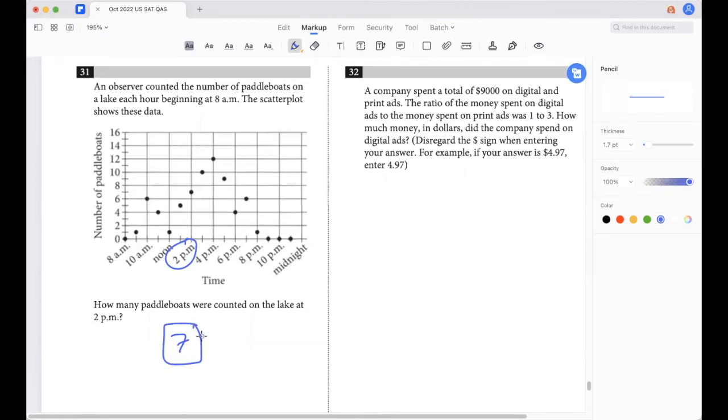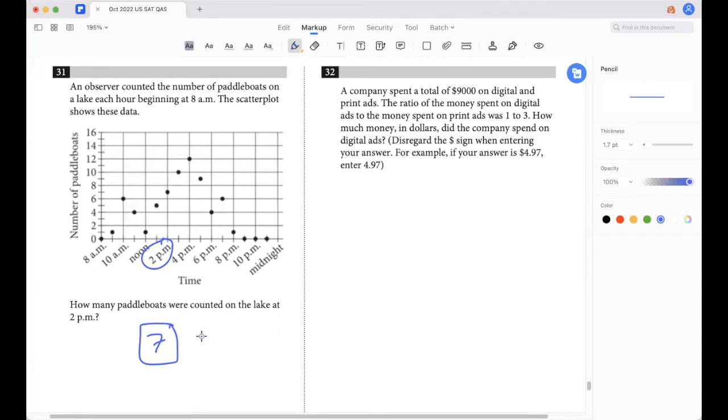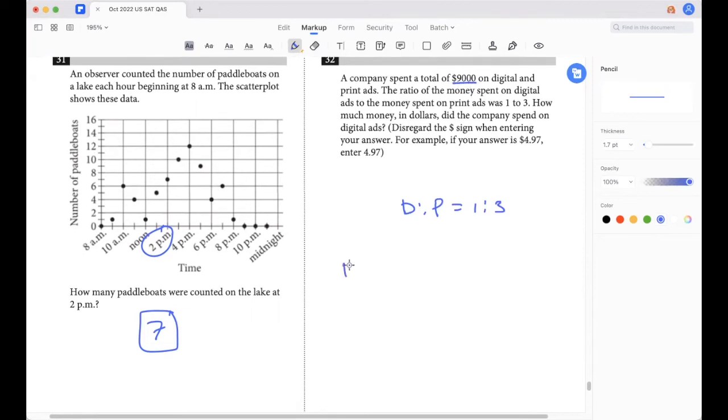The company spent a total of $9,000 on digital and print ads. The ratio of the money spent on digital ads to the money spent on print ads was 1 to 3. How much money did the company spend on digital ads? Okay, so digital to print was 1 to 3 and the total was 9,000. So digital would be 1 by 4 into 9,000, which would be 4 into 2, 8, 10, 4 into 2, 8.